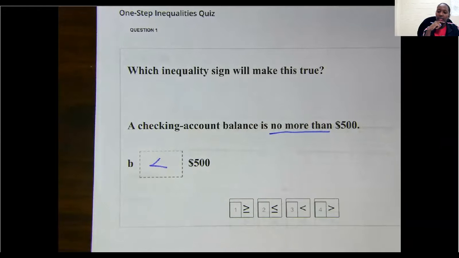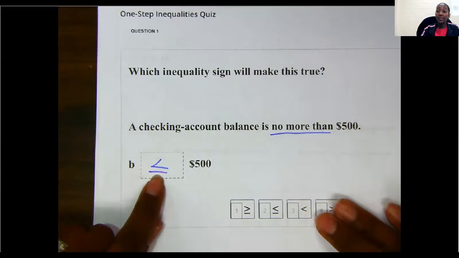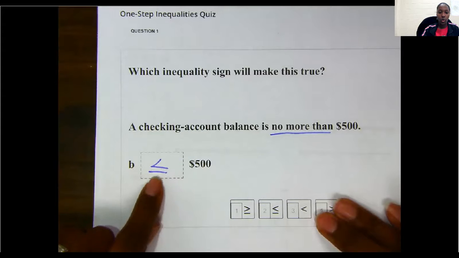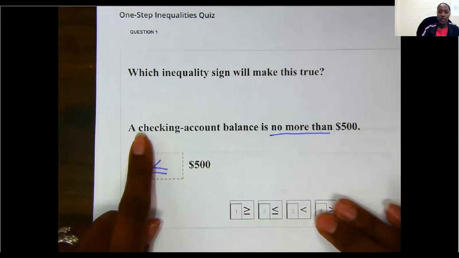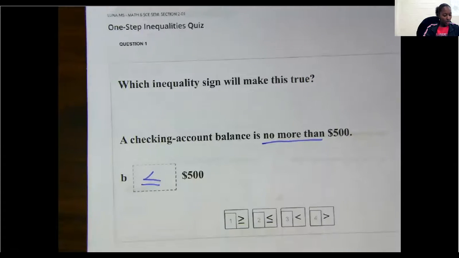Now, the second question I need to ask myself, can it be exactly $500? No more than $500. Can I be exactly $500 and still be the balance? Yeah, I can. Because I can be exactly $500, I need to go ahead and put the bar underneath it. Remember, the bar means that I can be equal to that amount. So now my statement says the balance is less than or equal to $500. So the checking account balance is no more than 500, so it's less than or equal to 500. Okay. All right, let's look at our next question that we had from our quiz.